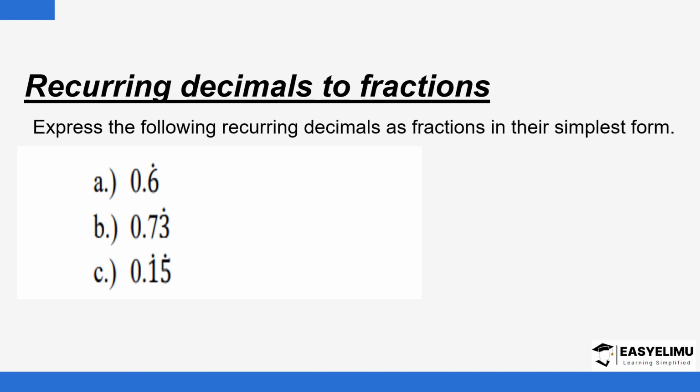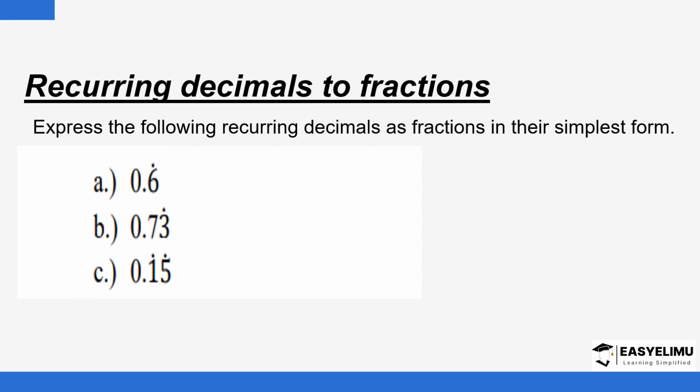So first example here, express the following recurring decimals as fractions in their simplest form. So we want to see how you can express recurring decimals as fractions. We've looked at how decimals can be converted back to fractions. And now we want to see how recurring decimals can be converted back to fractions. This is normally done differently. It's a bit different from how we did the other, ordinary decimals.